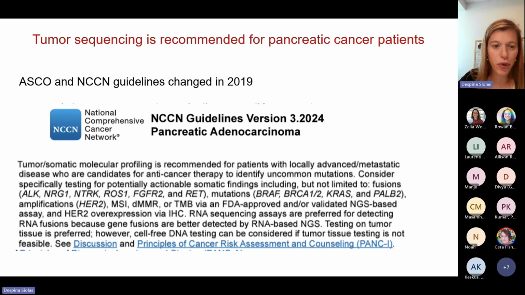Although we've had tumor sequencing for quite some time, it was not recommended for patients until clinical guidelines and bodies changed in 2019 and recommended that every patient who has locally advanced, like stage 3, or metastatic disease receive tumor sequencing to identify all, unfortunately very uncommon, mutations that are considered actionable, which means there may be drugs approved for these mutations, and it may even be FDA approved for another cancer type, but still may be applied to these patients.